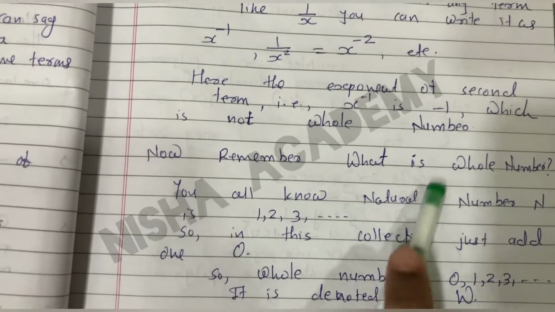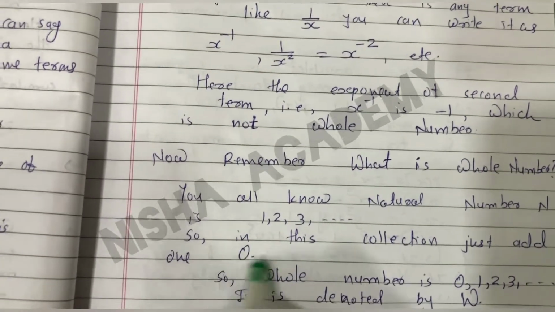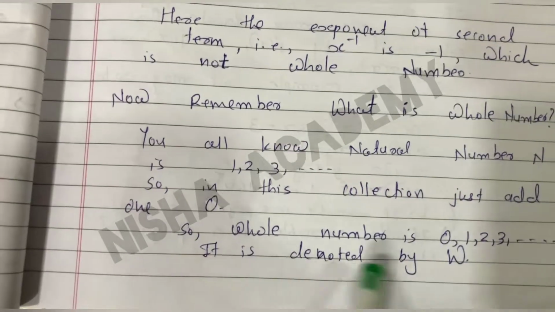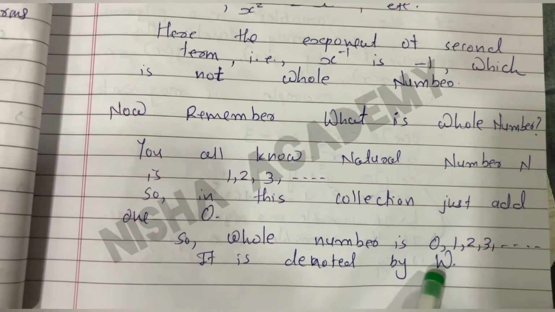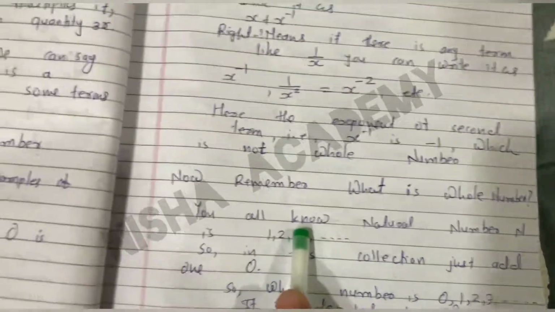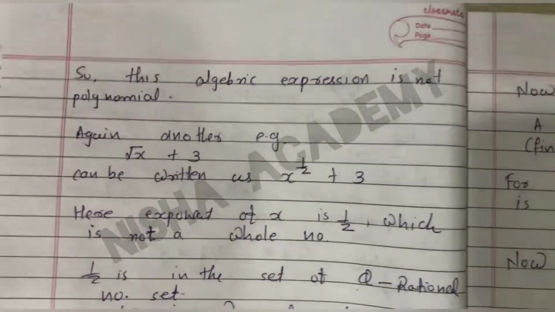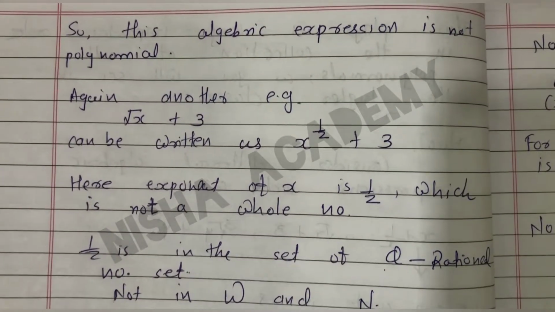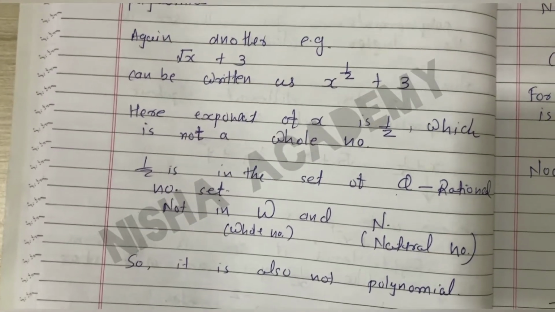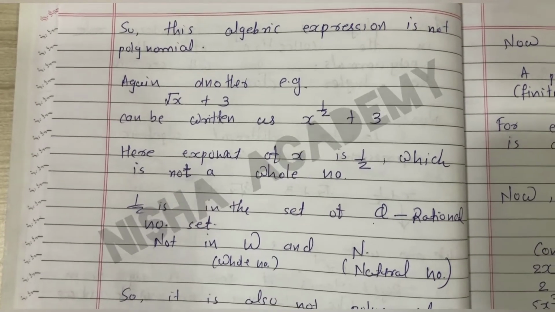In the collection of natural numbers, capital N, you just add 0. So the whole numbers are 0, 1, 2, 3, 4, up to infinity, denoted by capital W. Here the exponent is minus 1, which is not a whole number. So this algebraic expression is not a polynomial, because the condition is that the exponent should be in the whole number set, but minus 1 is not in the whole number set.